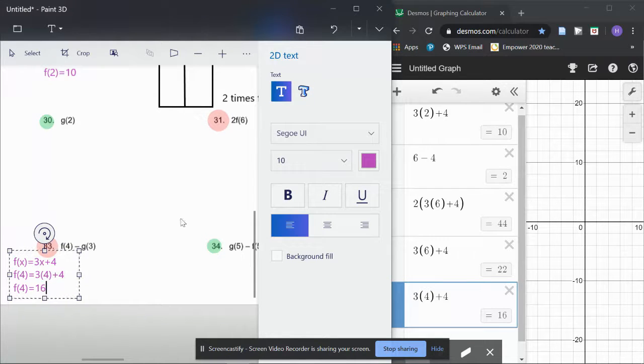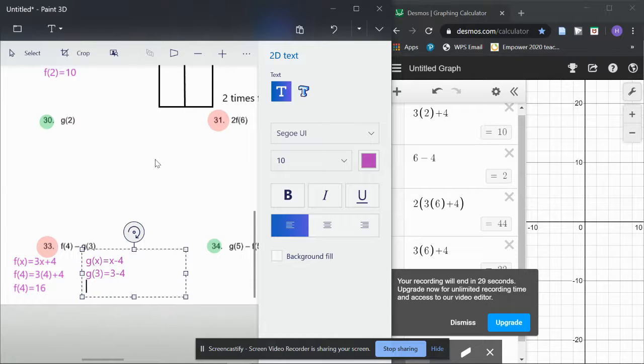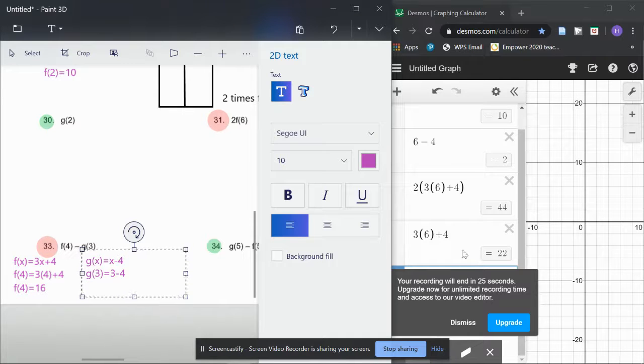Then if we want to find g of 3, again, we'll write down our original g of x function, which was x minus 4. And then we plug the 3 wherever we see that x. So g of 3 equals 3 minus 4. Again, use your calculator if you'd like. 3 minus 4 is going to be negative 1. So we'll say g of 3 equals negative 1.